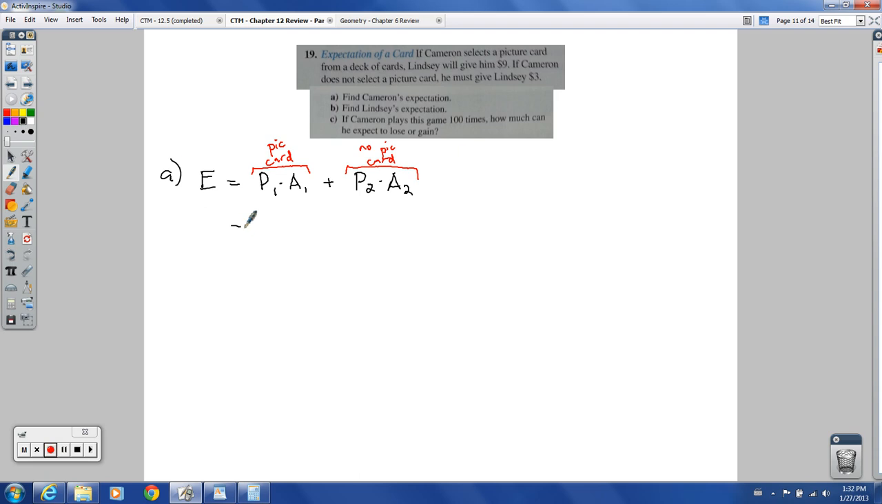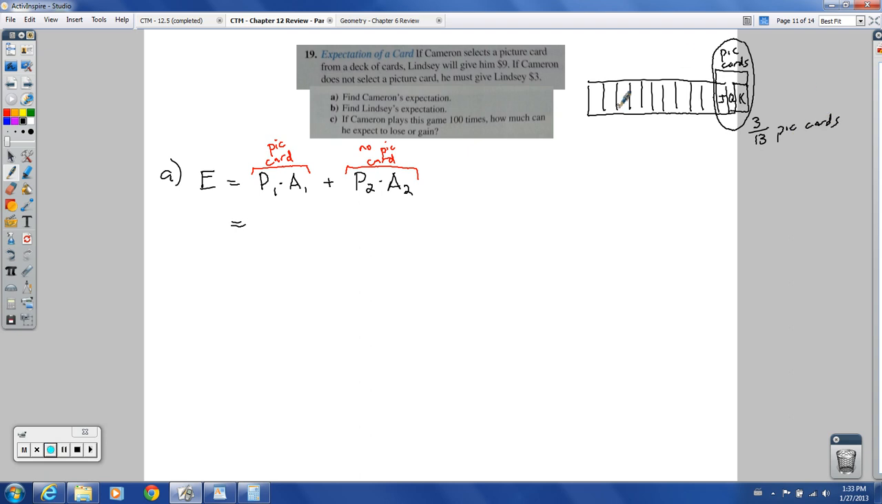So Cameron is trying to figure out, is Lindsay giving him a fair deal? He knows his probability. He's going to work this out and see if he wants to play this game, see if it's a fair game for him. So the probability of picking a picture card. Remember, in a deck of cards, for each suit, there's 13 cards. So there's 13 cards to pick from: 1, 2, 3, 4, 5, 6, 7, 8, 9, 10, 11, 12, okay, 13. There's going to be a jack, a queen, and a king. These are the picture cards. So there's only 3 out of 13 picture cards.